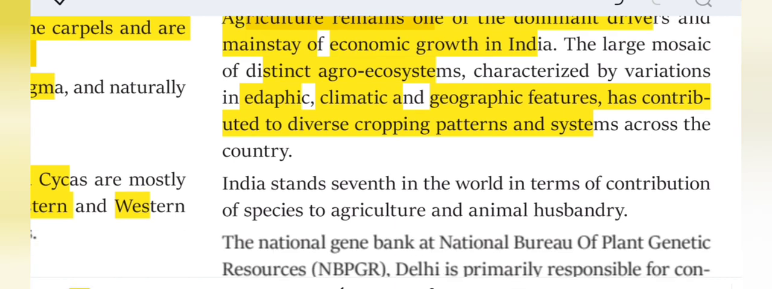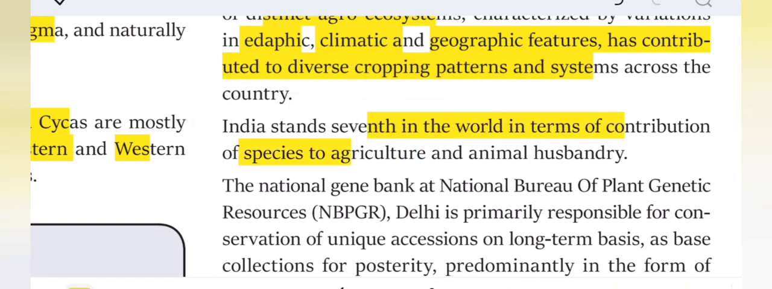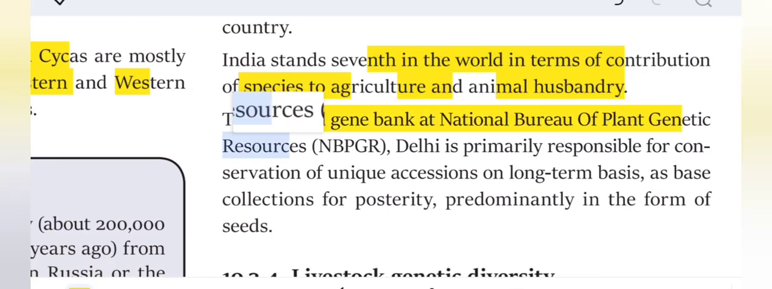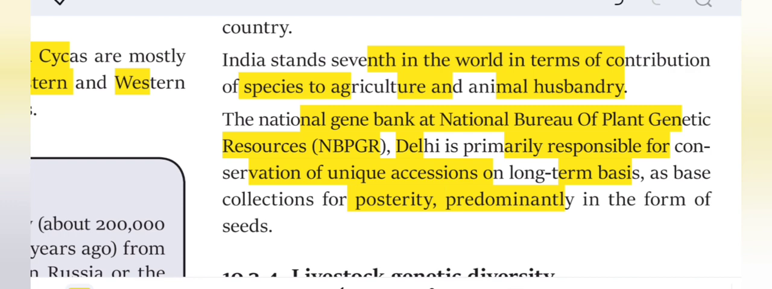India stands 7th in the world in terms of contribution of species to agriculture and animal husbandry. The National Gene Bank at the National Bureau of Plant Genetic Resources, located in Delhi, is primarily responsible for conservation of unique accessions on a long-term basis as base collection for posterity, predominantly in the form of seed.